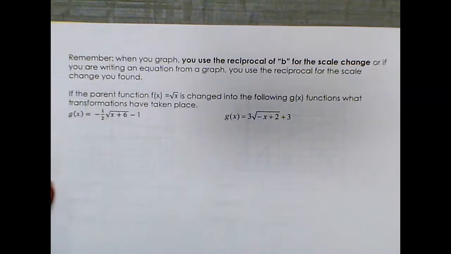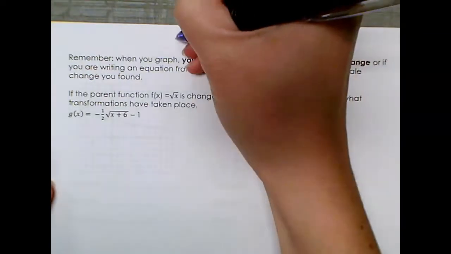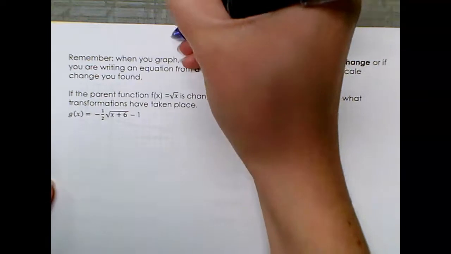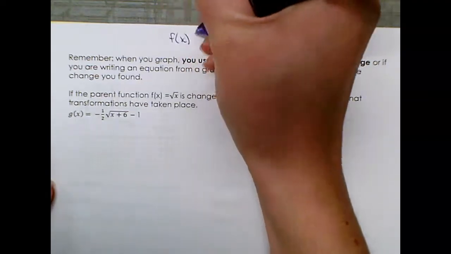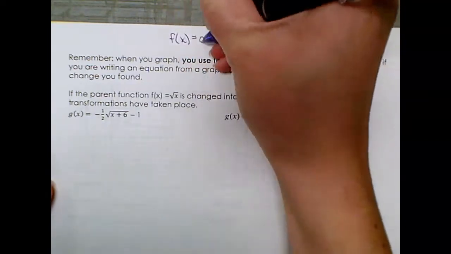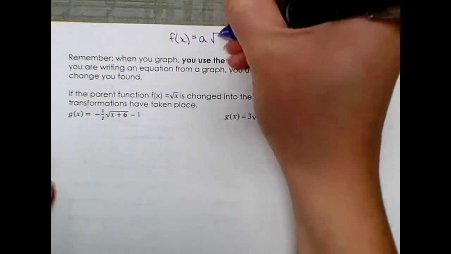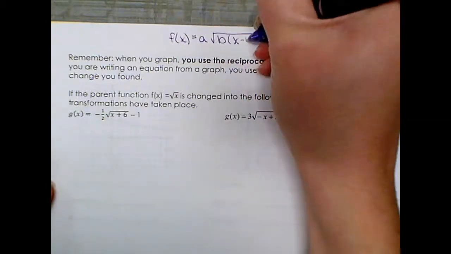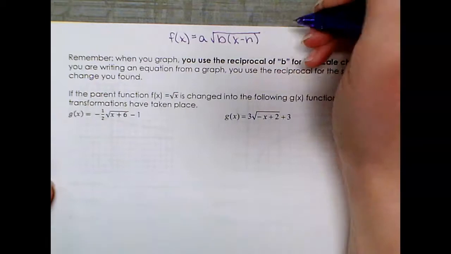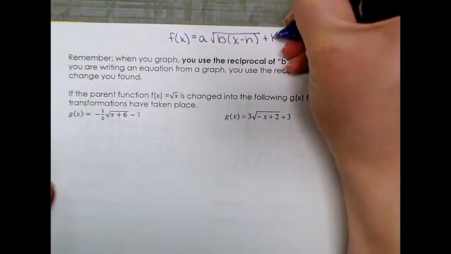Now, up at the top, because I don't want you to have to keep scrolling from first page to second page, I'm going to rewrite that transformational form that's at the top under my table, so that I have it on my page. So f of x equals a times the square root of b times x minus h. This is where all the transformations occur inside of the equation.